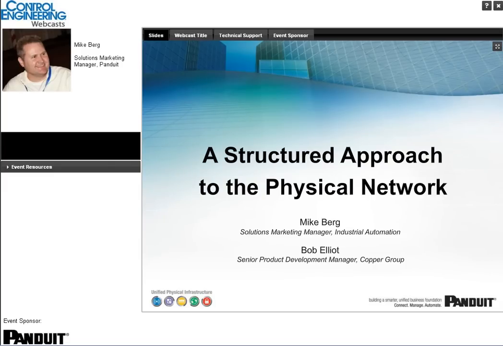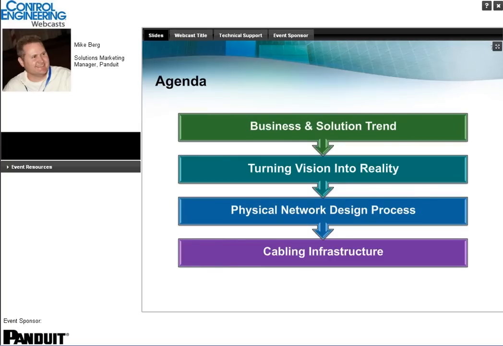So I'm going to jump right into the agenda. Our presentation today is going to be focused mainly on taking a standards and a structure-based approach to the physical industrial network. A little bit about what we're going to cover today. I'm going to spend a little time talking about the business trends and what's driving the growth and the importance of the industrial network.